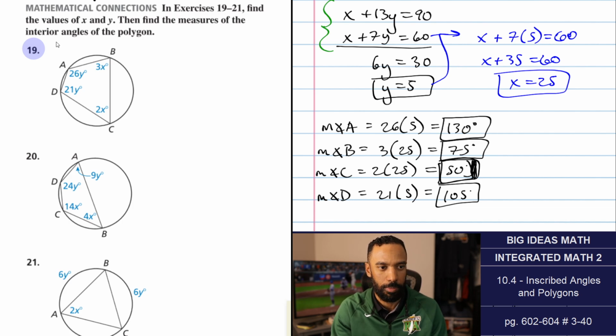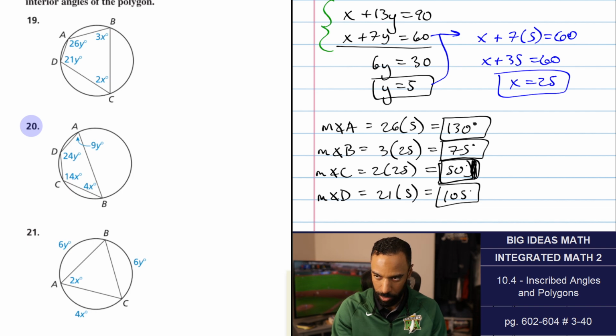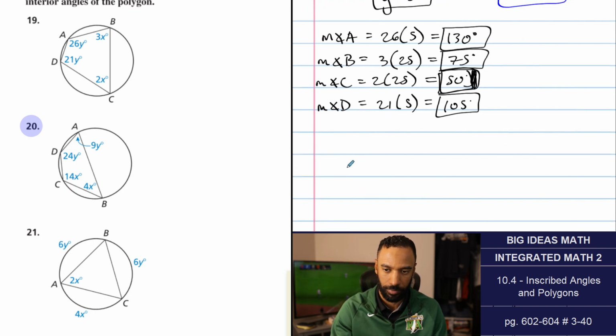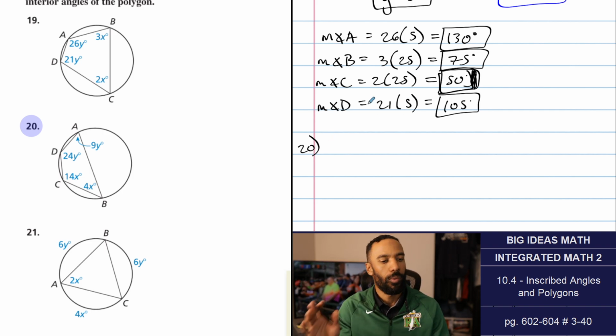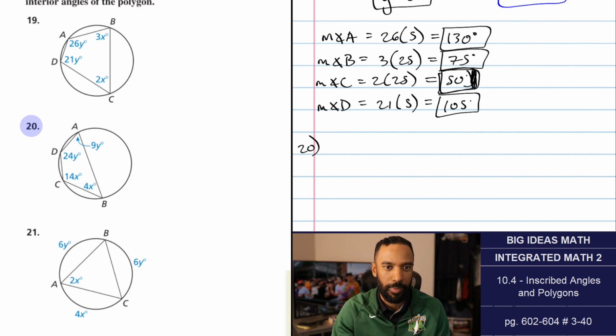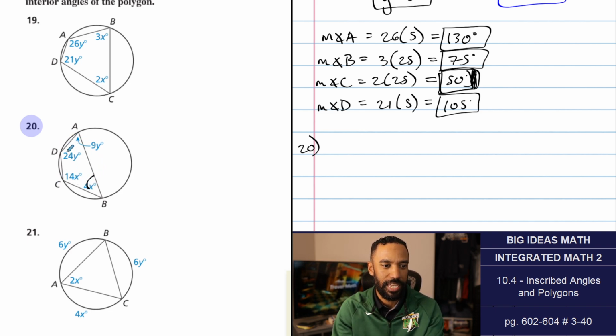So there was a little bit to do on the problem, and it comes with solving systems to make it happen. Looks like we get to do it again for number 20 and probably number 21. So number 20, we have, once again, opposite angles that are going to be supplementary. So A and C are opposite each other. B and D are opposite each other.